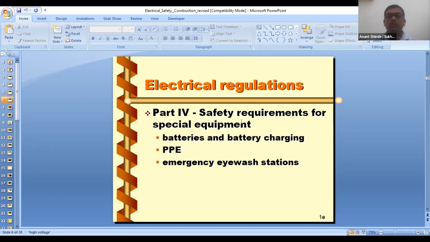Fourth is the safety requirements for special equipment. First is batteries and battery charging. Second is PPE, personal protective equipment. And third is the emergency eyewash station.